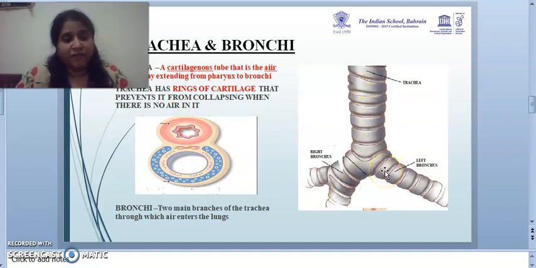Now cartilage is flexible, meaning it allows flexibility to the trachea and bronchus, and it also prevents the trachea from collapsing when there is no air in it. This blue part shows the ring of cartilage and the pink part shows the cross-section of the esophagus or food pipe. Now the trachea leads into the bronchus, which leads into the lungs.